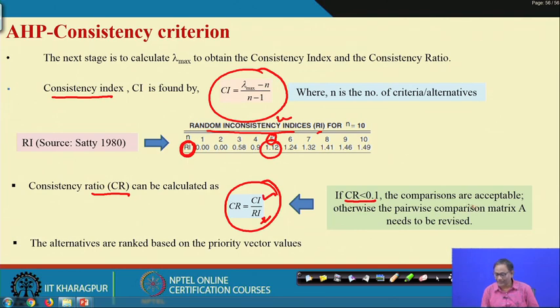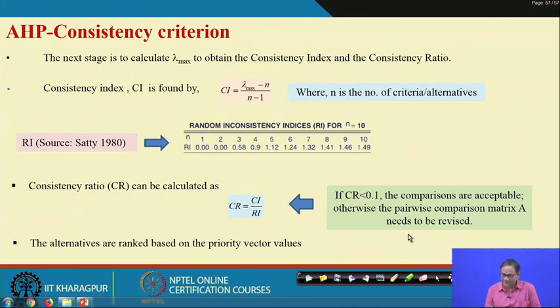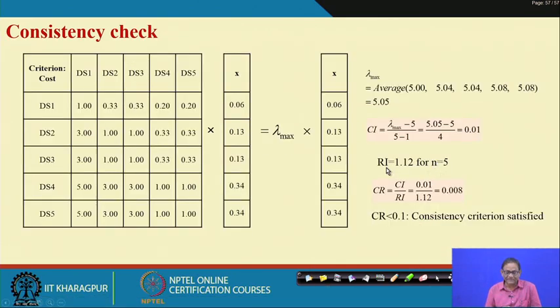So, 0.1, if it is below that then it is acceptable, otherwise not. So, let us see what the status is now. With reference to cost, this is our comparison matrix, and this is the priority vector you have obtained. Now, this is our A, and this is A x = lambda x.